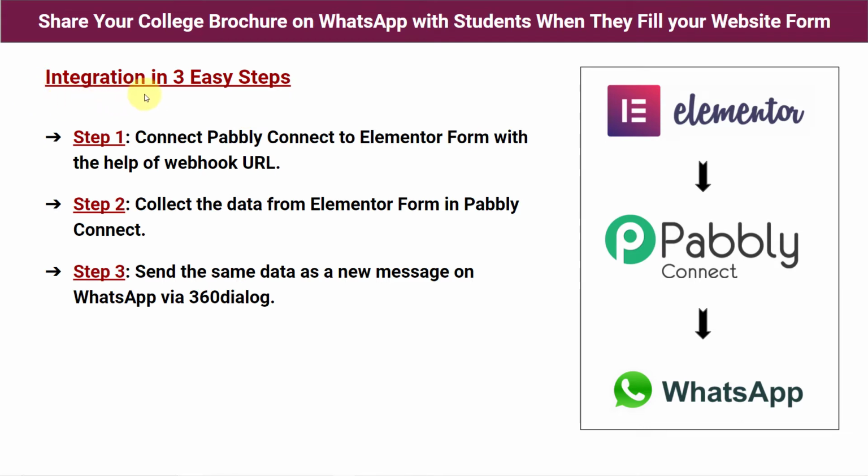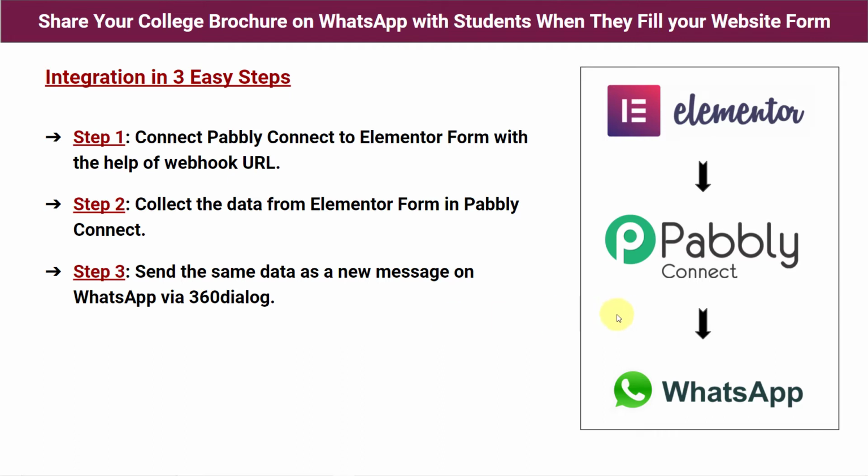So guys, these are the three easy steps by which you can also make this integration or connection between Elementor Forms and WhatsApp. Step 1 is connect Pabbly Connect to Elementor Form with the help of webhook URL. So first of all, we are going to open Pabbly Connect and connect our Elementor Form with Pabbly Connect. Step 2 is collect the data from Elementor Form in Pabbly Connect. So after connecting the Elementor Form, we are going to bring the data from our form submissions to here in Pabbly Connect. And step 3 is send the same data as a new message on WhatsApp via 360 dialog.